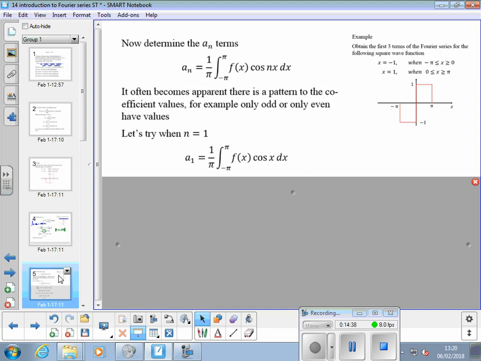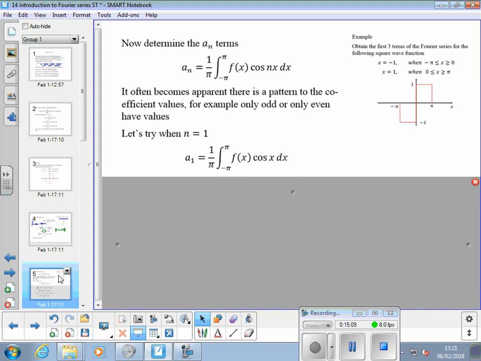So we're going to look at determining the AN terms. Often it becomes apparent there's a pattern to the coefficient values. For example, only odd or only even have a value. So sometimes, as well as there not being any cosine terms, there might be only odd terms or only even terms in the function as well. All right. So you can only find that out through doing the first few, and then you can see a pattern to them.